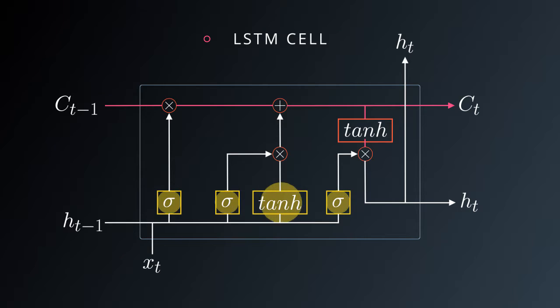In this cell, there are 4 network layers shown as yellow boxes, each of them with their own weights. The layers labeled with sigmas are sigmoids, and tanh is the hyperbolic tangent function. Tanh is similar to a sigmoid in that it squashes inputs, but the output is between -1 and 1 instead of 0 and 1. The red circles are pointwise or element-wise operations. That is, they operate on matrices element by element.